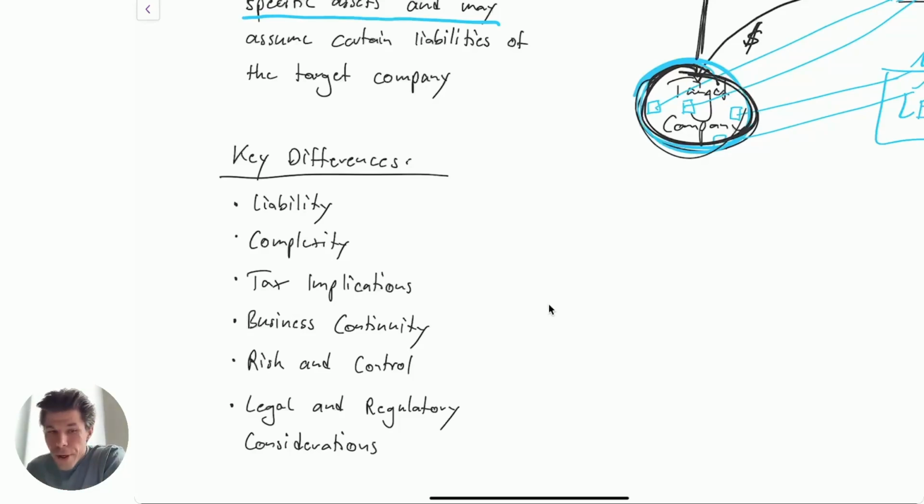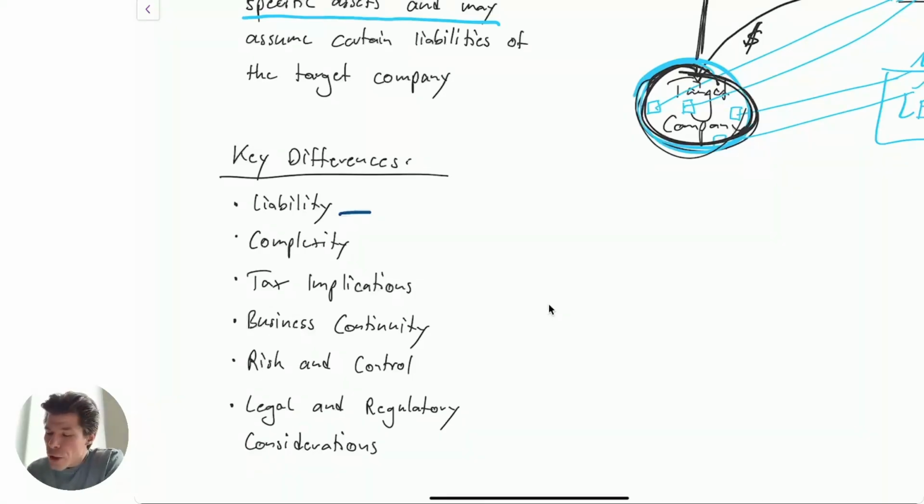So if we go quickly through liabilities, in a share deal, the buyer acquires the entire target company as a whole, including liabilities, whether disclosed or undisclosed, known or unknown, legal liabilities. It would also include pending lawsuits, environmental obligations, and so on. So if the target company has unresolved lawsuits or unpaid taxes, the buyer inherits those risks after the completion.